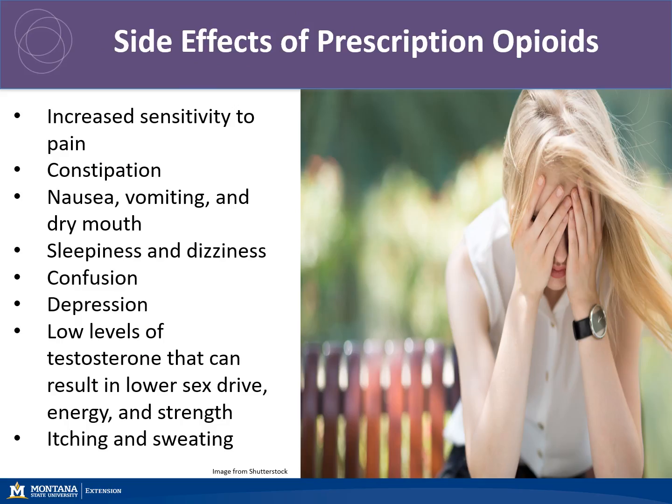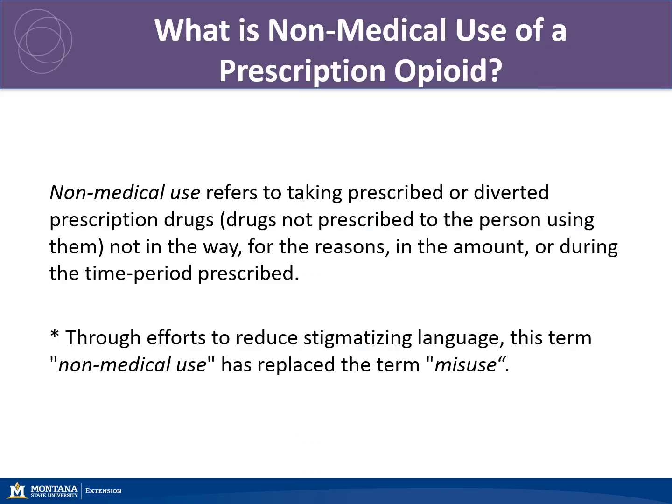The use of prescription opioids can have a number of side effects, even when taken as directed. These include increased sensitivity to pain, constipation, nausea, vomiting, dry mouth, sleeplessness and dizziness, confusion, depression, low levels of testosterone that can result in a lower sex drive, energy, and strength, and itching and sweating.